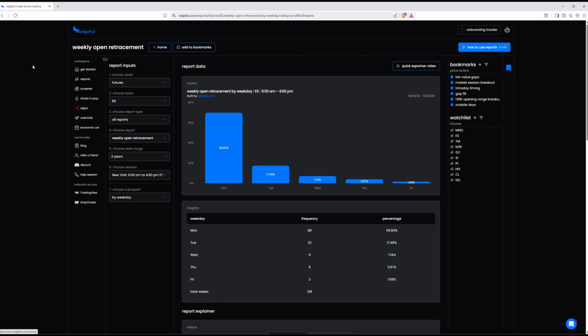This is Edgeful. Edgeful contains dozens and dozens of reports spread over a number of years for pretty much every single asset that allows you to either find your edge in the markets or to refine your edge. Now, the report I want to run through today is a futures report on ES, which is the S&P 500. It's the weekly open retracement report for 3 years.